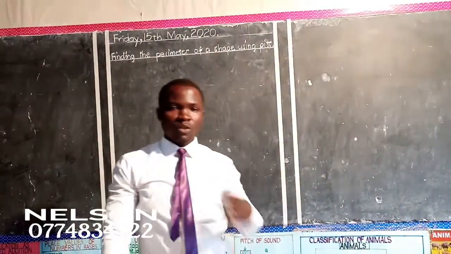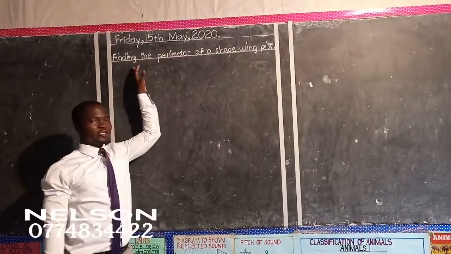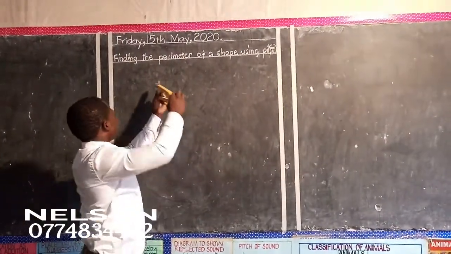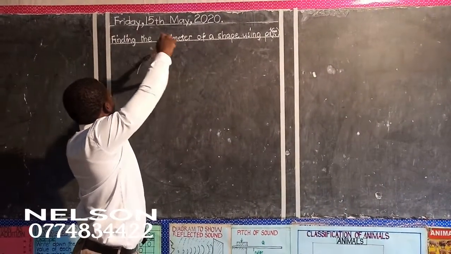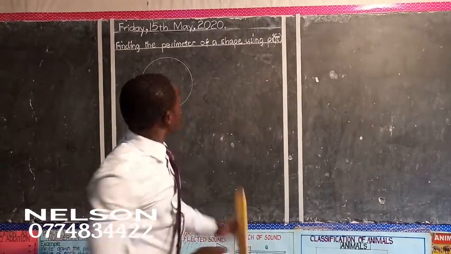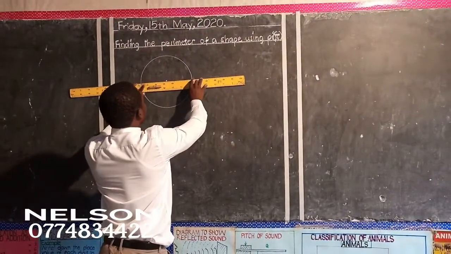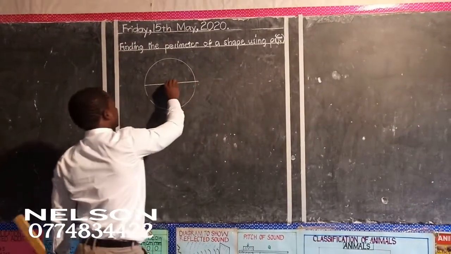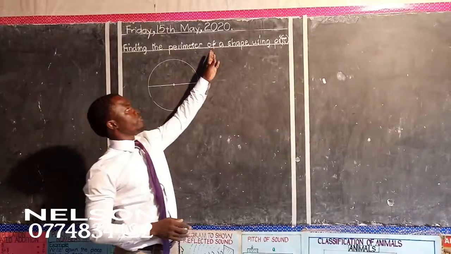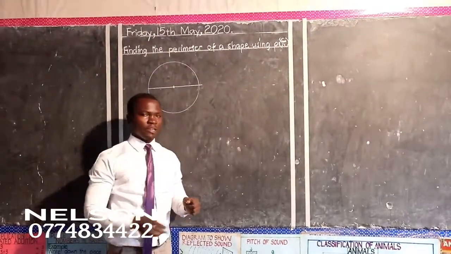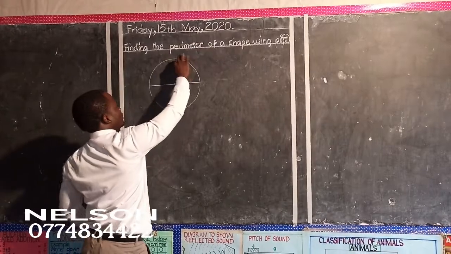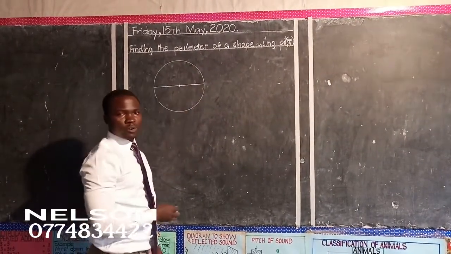So, boys and girls, before we look at finding the perimeter of a shape using pi, we are going to first of all look at the circle, at the key points, before we come to the perimeter of a shape using pi. This is what we call a circle. And this is what we call the circumference. This outer ending is the one we call the circumference.